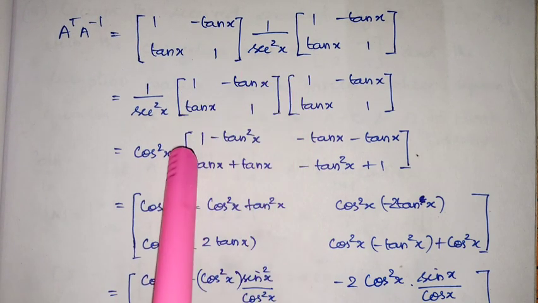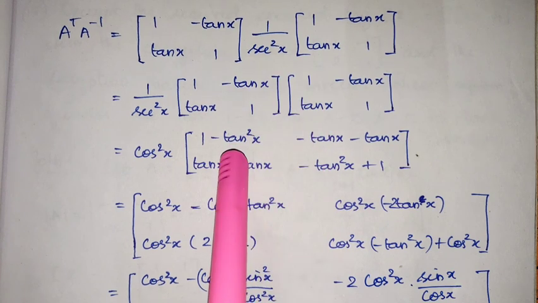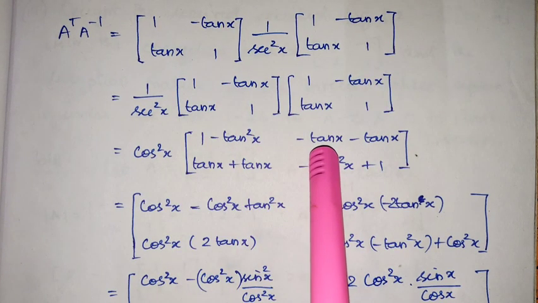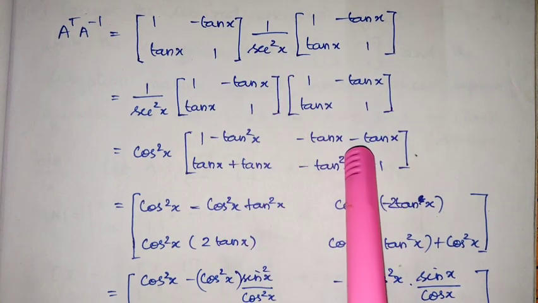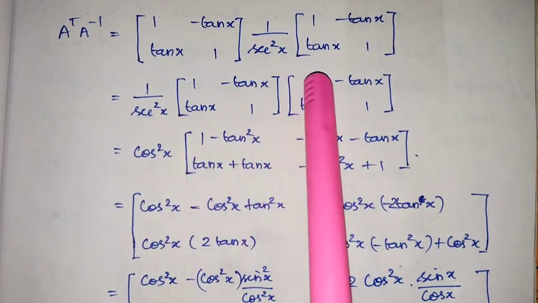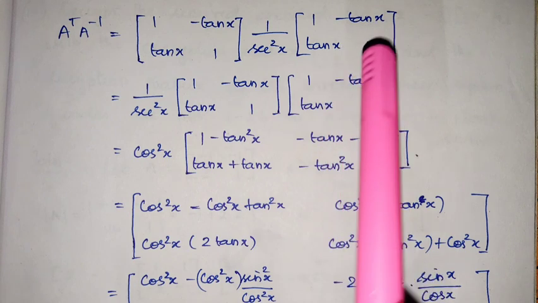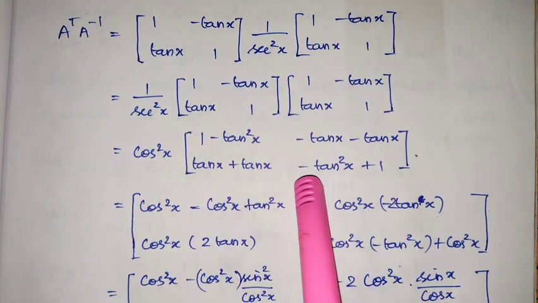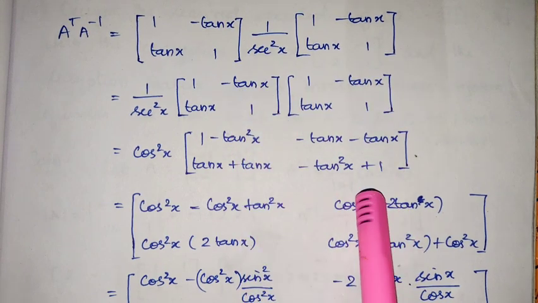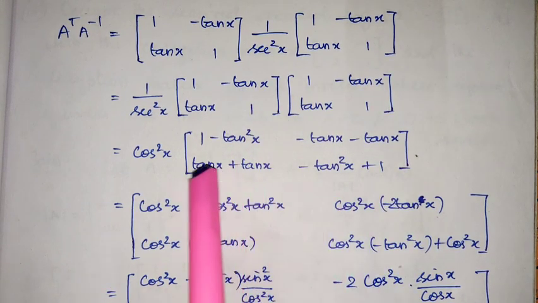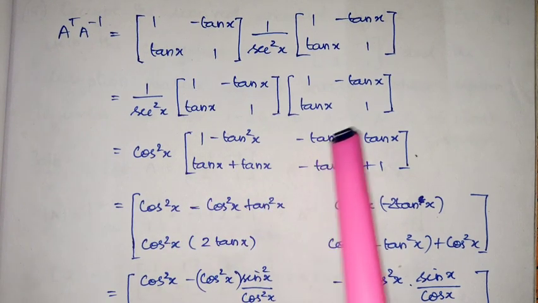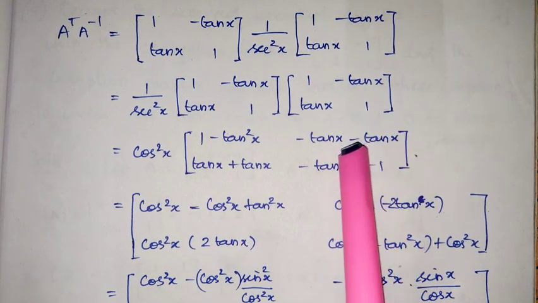So 1 into 1 is 1, minus tan x into tan x is minus tan square x. 1 into minus tan x is minus tan x. Minus tan x into 1 is minus tan x. 1 into tan x is tan x, and 1 into tan x is tan x. Tan x into tan x is tan square x. 1 into 1 is 1. So now here this tan x and tan x plus tan x is 2 tan x. Minus tan x and minus tan x is minus 2 tan x.